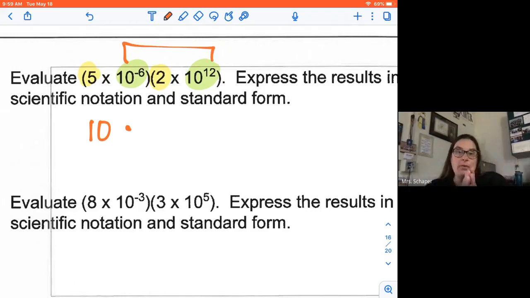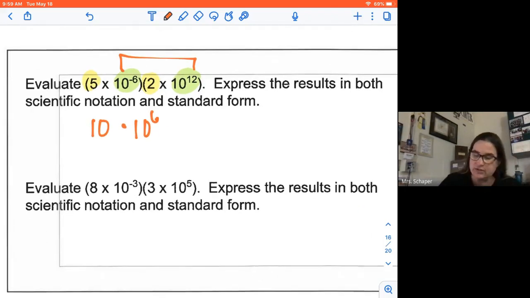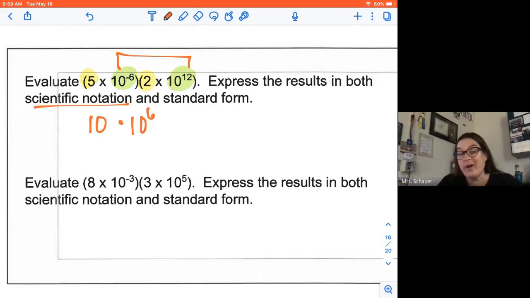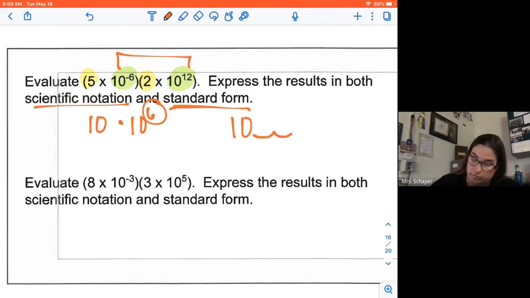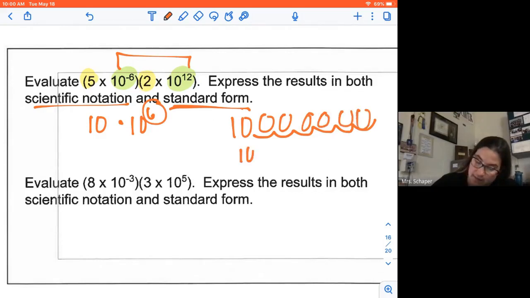When you multiply powers, you can add their exponents. So negative 6 plus 12, that's 10 to the 6th. All right. Now we want it in scientific notation and standard form. What I have right now is neither, because scientific notation can only have one number in front of the decimal. So I'm going to write it out in standard form first. I've got the 10. I move the decimal 6 places to the right. 1, 2, 3, 4, 5, 6. So I'm going to fill in my numbers. So it looks like I have 10 million.